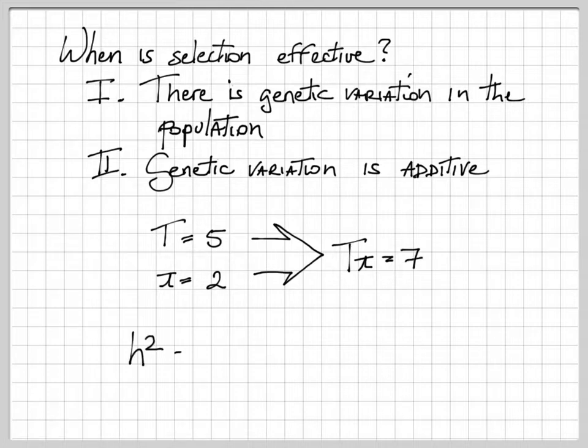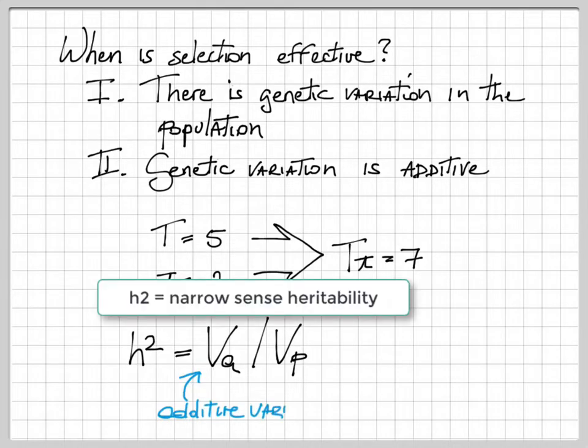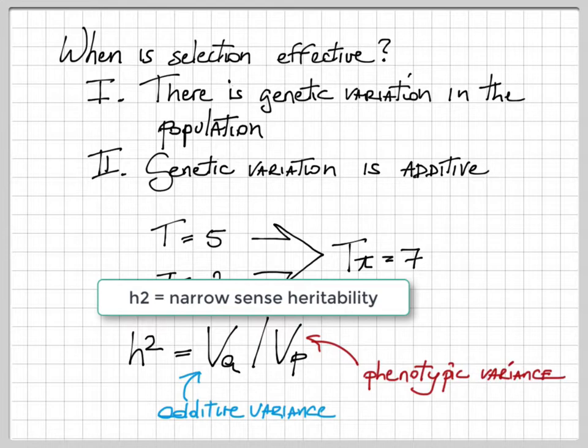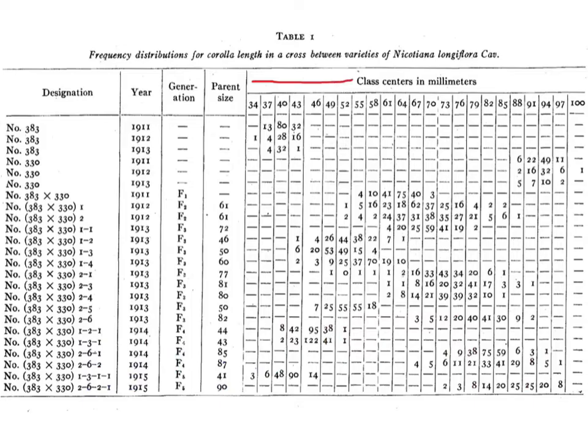If we know what fraction of total phenotypic variance is due to additive genetic variance, we can derive narrow sense heritability according to this formula: lowercase h squared equals VA over VP. This is important because h squared predicts our breeding gain. The higher the h squared of a population, the more predictable is the response to selection. We will use corolla length in Nicotiana to explore this concept.